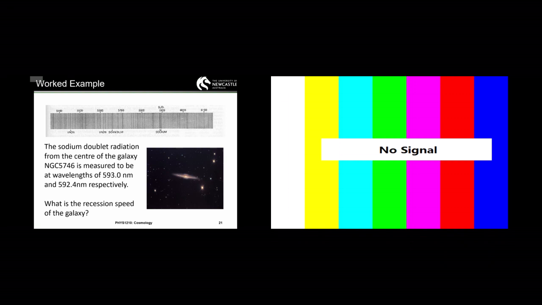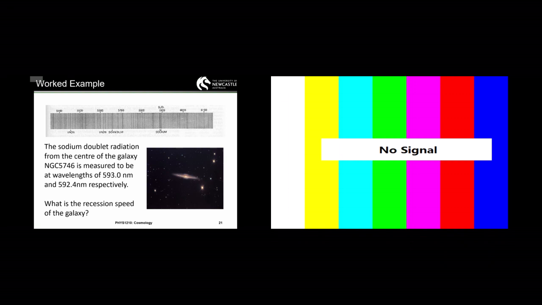There are little peaks and troughs in there that are signatures of the elements that are in whatever it is that we're looking at. One of the classic examples that is used is that sodium produces a so-called doublet, a pair of peaks or troughs, depending on whether you're looking at emission or absorption.